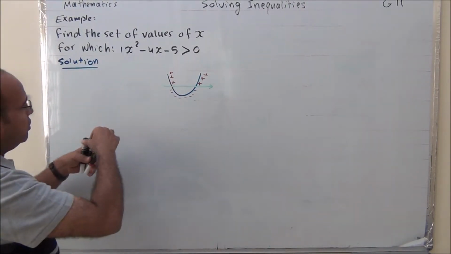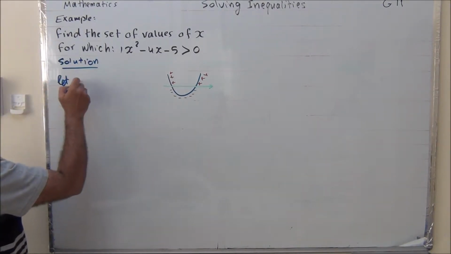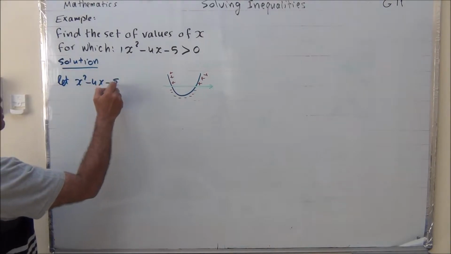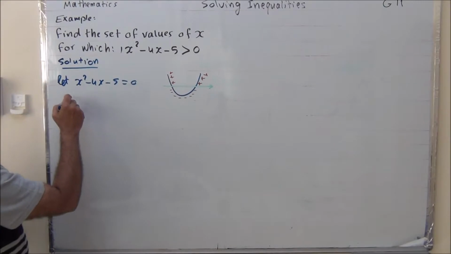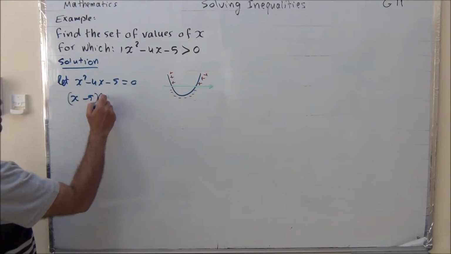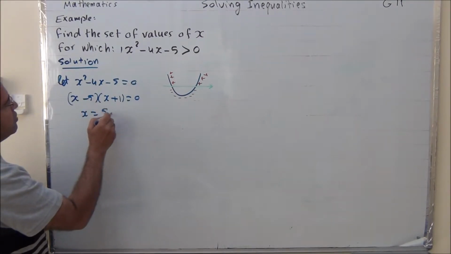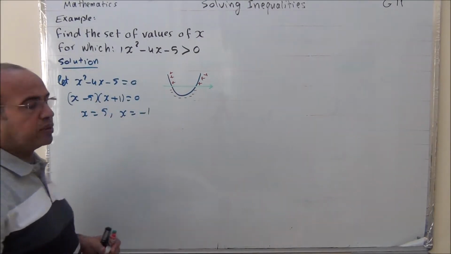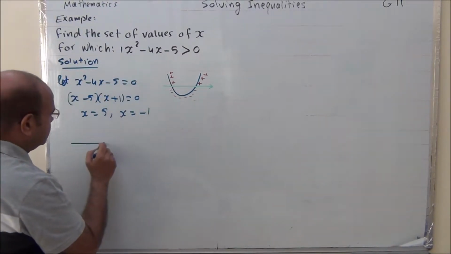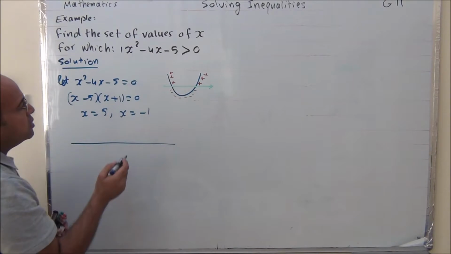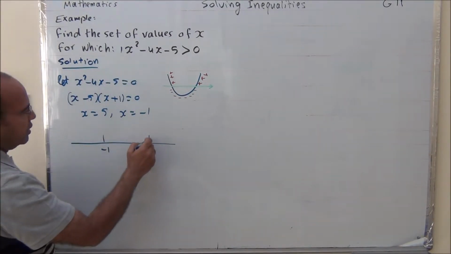So how to solve this? We say let x squared minus 4x minus 5 equals 0. Factorize to solve it. So it's x minus 5, x plus 1 equals 0. So x equals 5 or x equals -1. That are the two roots. We draw the number line and represent the two numbers in order. -1 comes first and then 5.